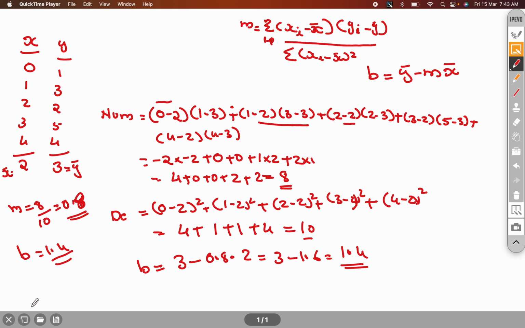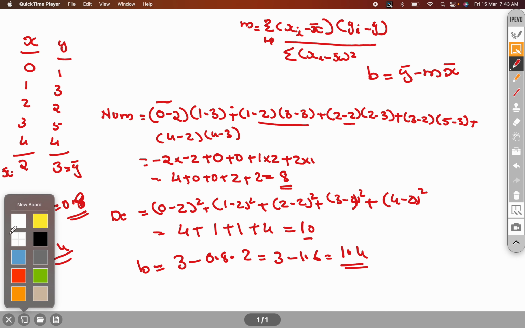Now let me add a new page. So here I can write, we have m equal to 0.8, then we have b equal to 1.4. Now we can calculate our x and the new value of y. So here our formula is y is equal to m x plus b, that is 0.8 x plus 1.4.